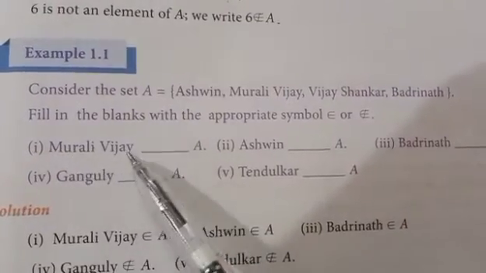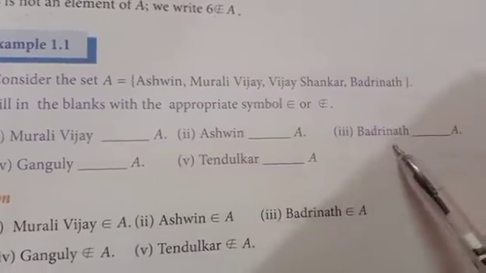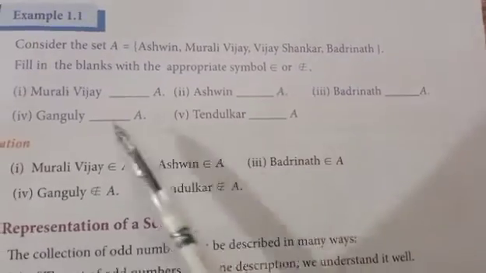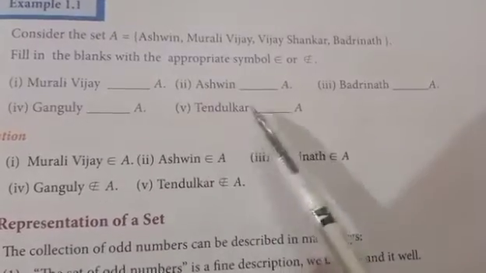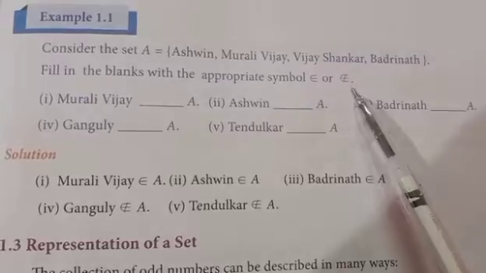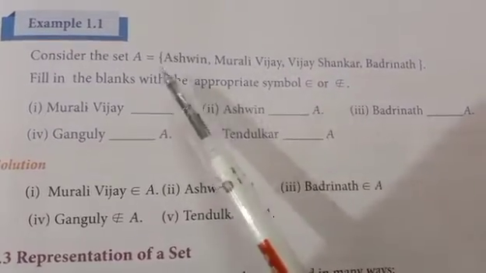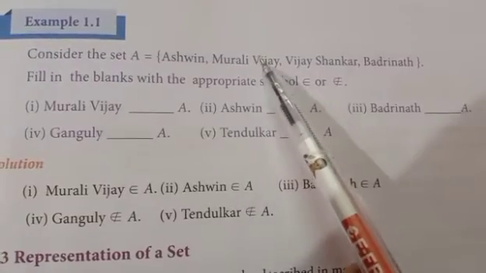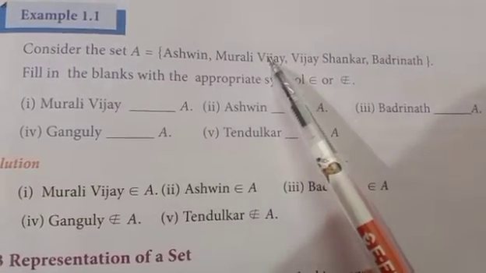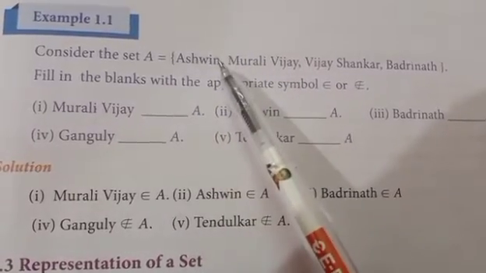First question, Murali Vijay dash A. Second question, Aswin dash A. Badrinath dash A. Third question, Ganguly dash A. Tendulkar dash A. We have to apply here belongs to or not belongs to. Murali Vijay belongs to A. Murali Vijay's name is in this set A. So it is belongs to.